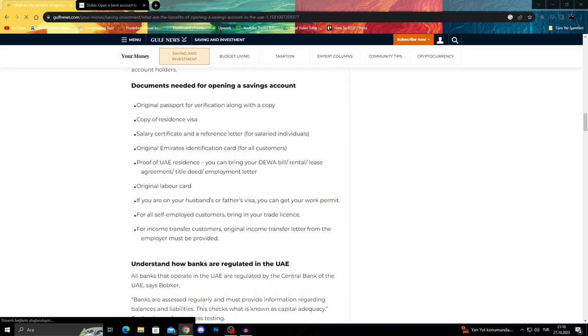Even for a savings account, they require a lot of documents, such as an original passport, a copy of a residence, salary certificates, an identification card, which would be the hardest one to get, a proof of UAE residence, and a labor card. And if you are on a visa, you have to get a work permit. For all self-employed customers, you need a trading license. For income transfer customers, the original income transfer letter from the employer has to be provided.